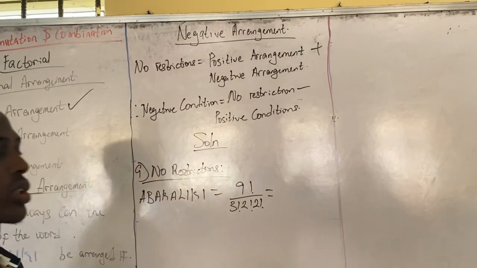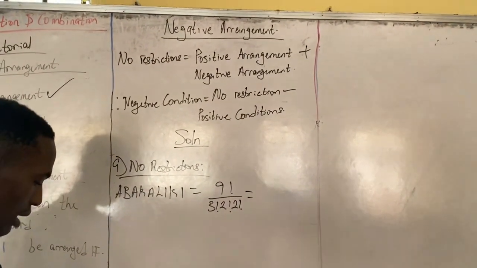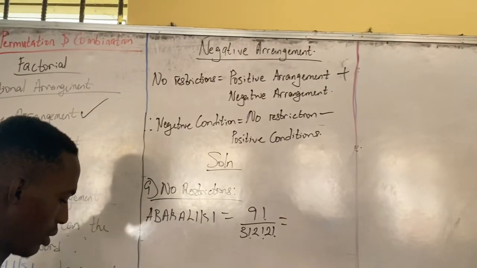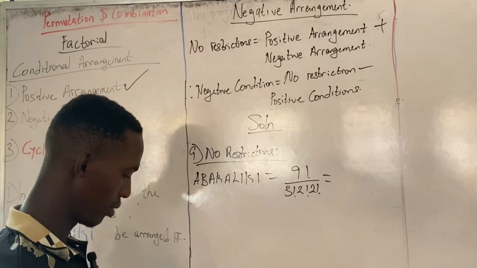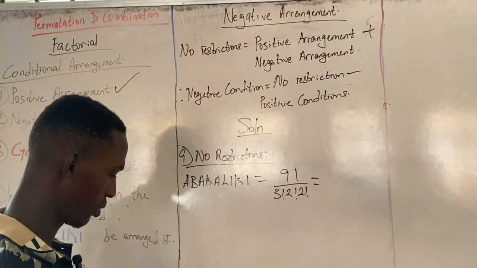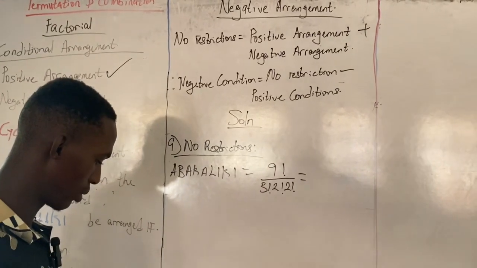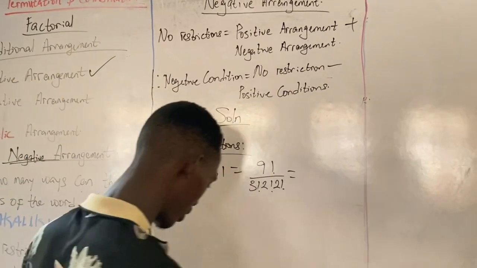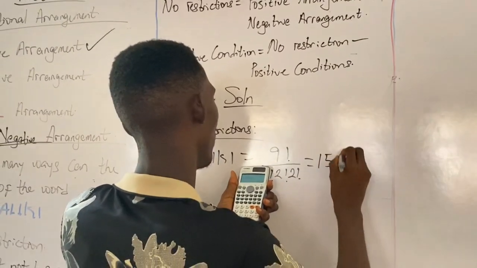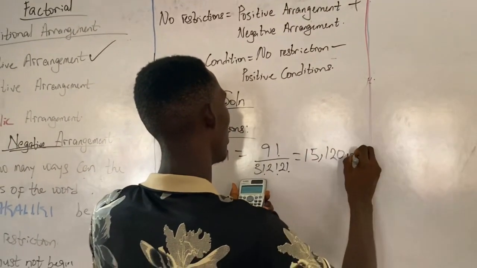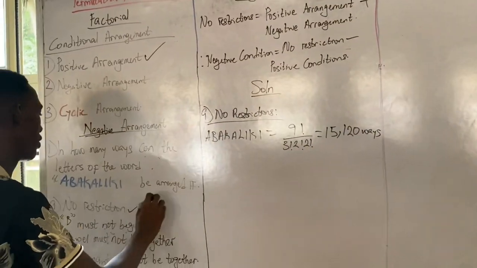You don't need to waste much time on this. The aim of the video is just for you to understand. Therefore, 9 factorial over 3 factorial times 2 factorial times 2 factorial. So this will give us 15,120 ways. That is when there are no restrictions. So this is our requirement 1 fulfilled.